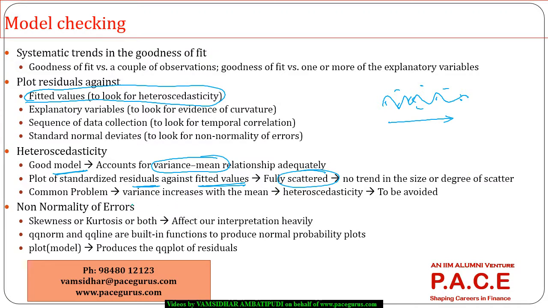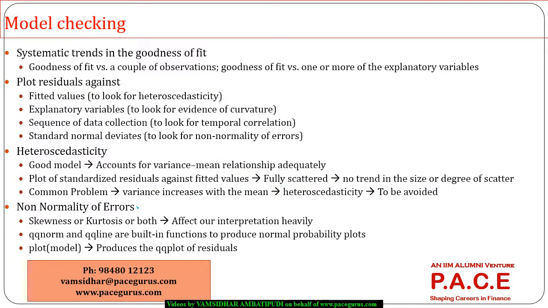If they come out fully scattered with no specific pattern, then the model is decent enough. But generally what we observe is that the variance will start increasing with the mean. You will find that very large errors are there for higher fitted values, and the errors are very small for lower fitted values. That is the scenario of heteroscedasticity. To whatever extent possible, I have to remove the heteroscedasticity from my model. So that's one more activity for me as part of the model checking process.